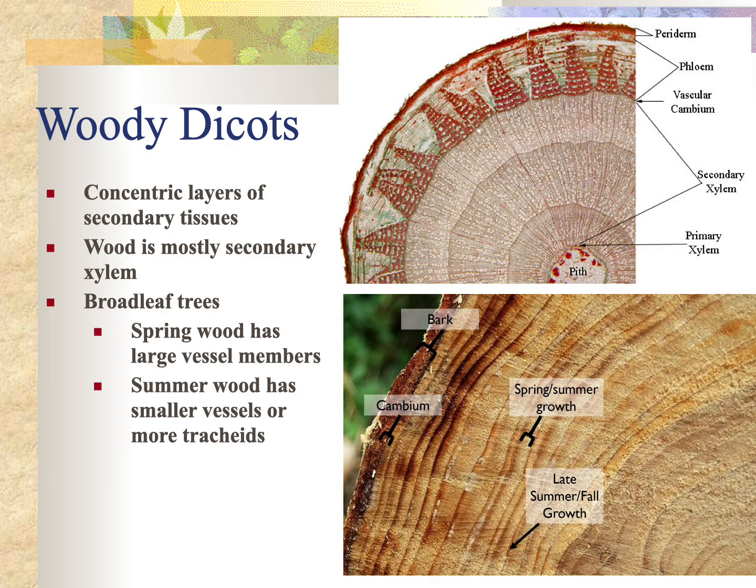Remember, woody dicots, they had concentric layers of secondary tissue. Wood is mostly secondary xylem, and what you see are annual growth rings that are due to the xylem forming differently at different times of year. So that the larger vessels are formed during the spring when there's lots of moisture, and smaller vessels and tracheids are formed in the fall.